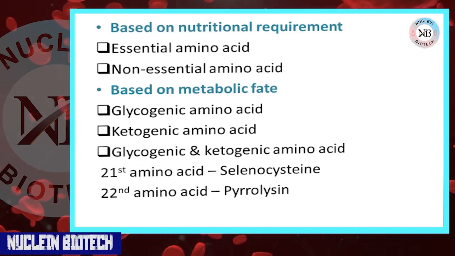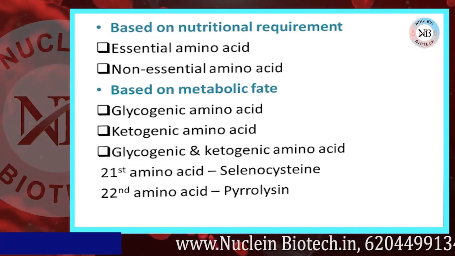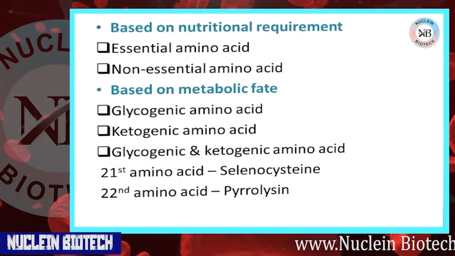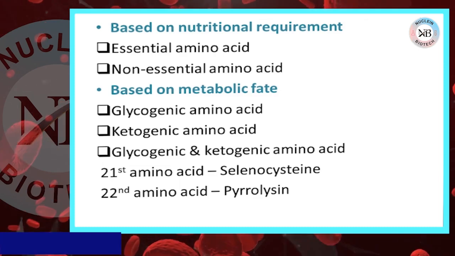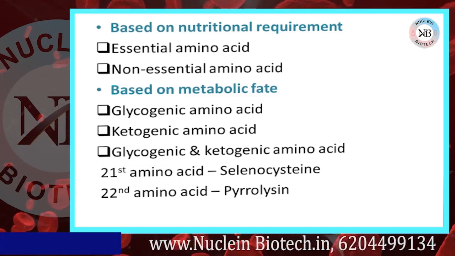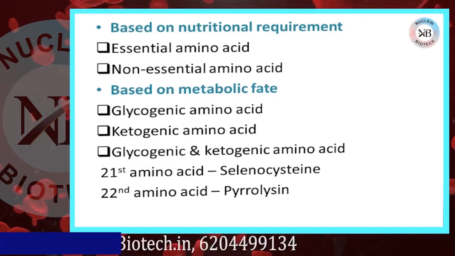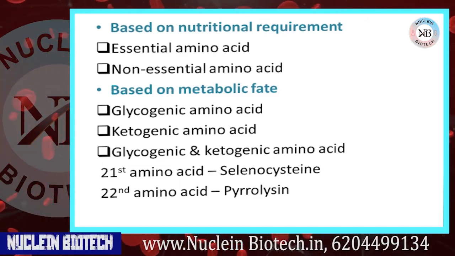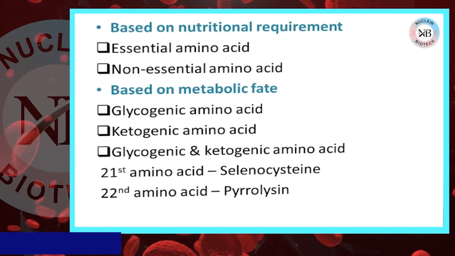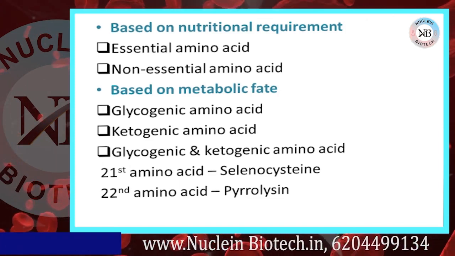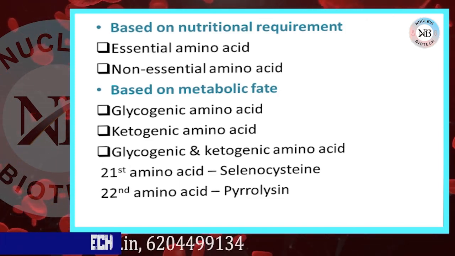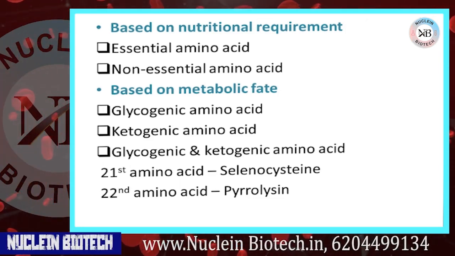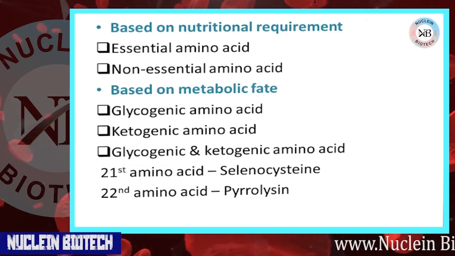Again, amino acid classification based on metabolic fate. Now carbon skeleton of amino acid can serve as a precursor for the synthesis of glucose, that is glycogenic, or fat, ketogenic, or both. So these are further divided into three. So first is glycogenic amino acid that can serve as precursor for the formation of glucose or glycogen. Some of the examples are alanine, aspartate, glycine, methionine, etc.